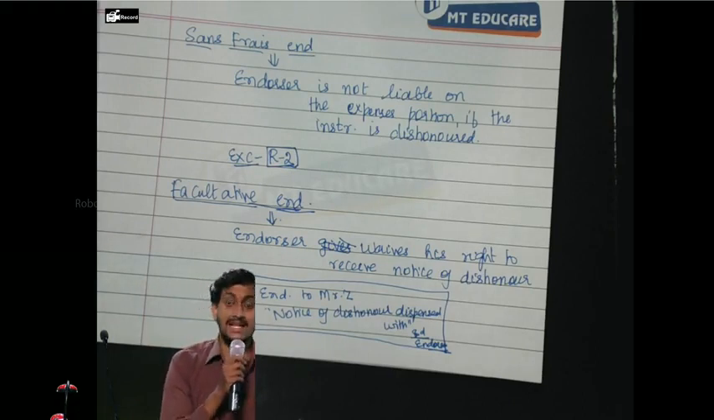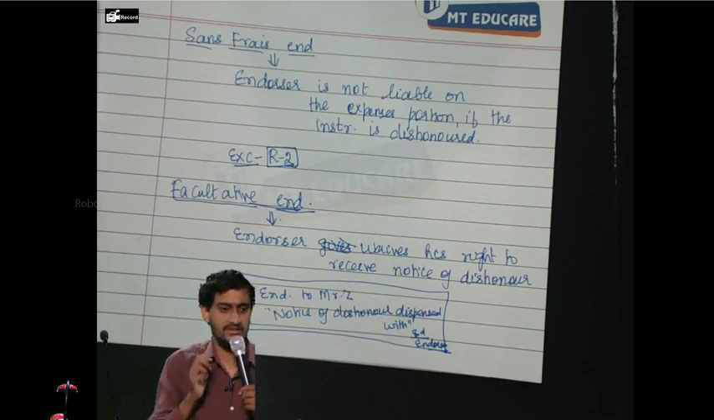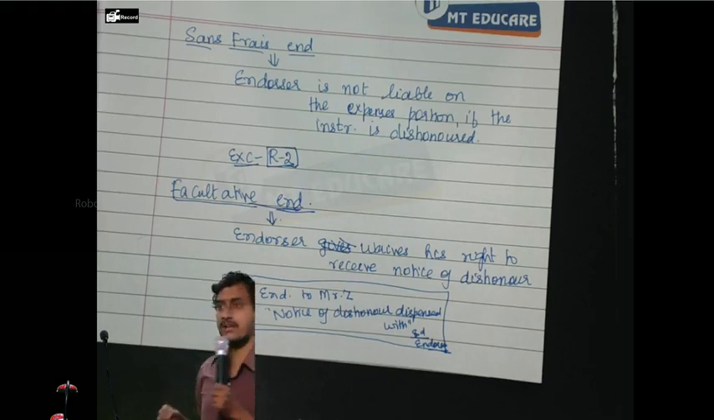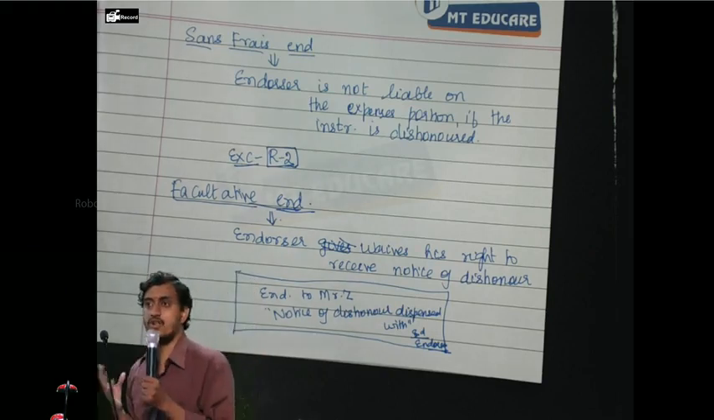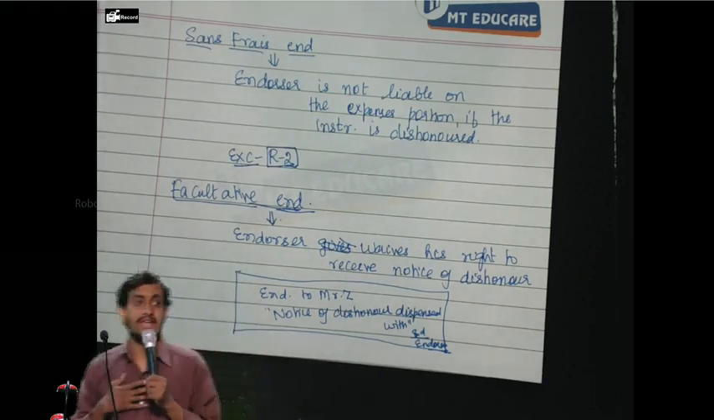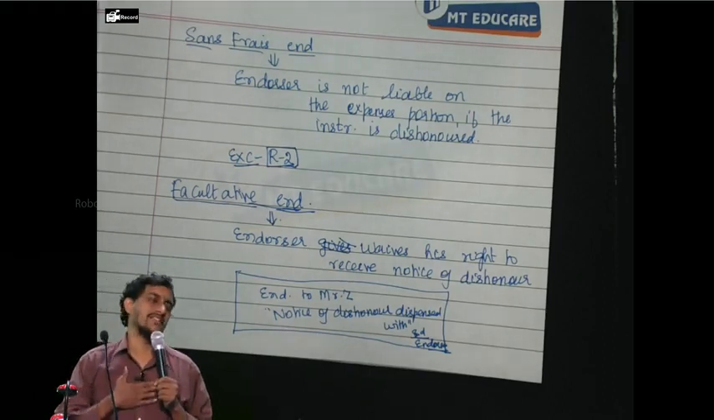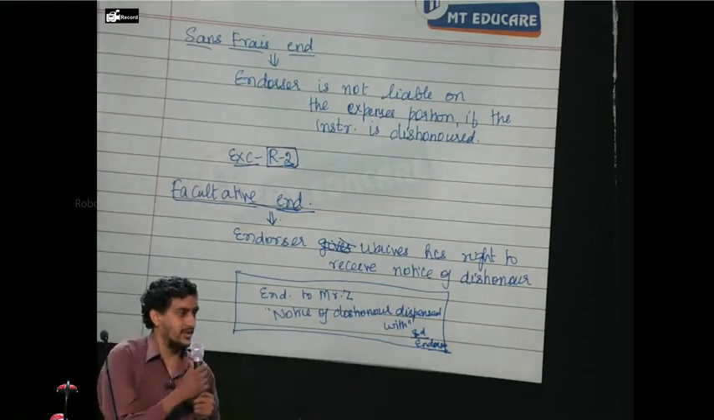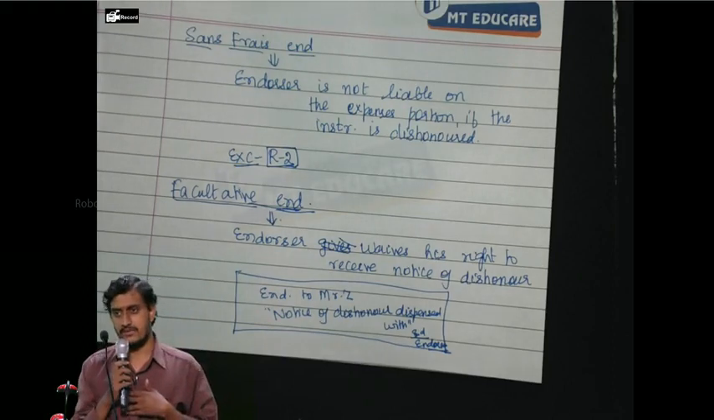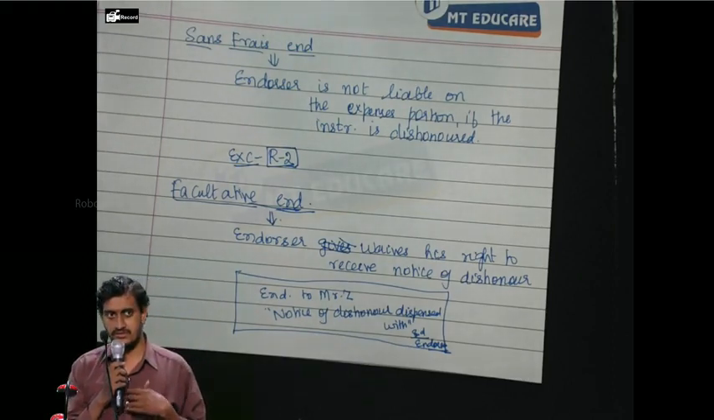Everyone, when will I make a sans recourse endorsement? When I have confidence in the instrument or when I don't have confidence? When I don't have confidence, I will make a sans recourse endorsement. And when will I make a facultative endorsement? When I have confidence, I will say, you need not even give me a notice of dishonor. I am liable.